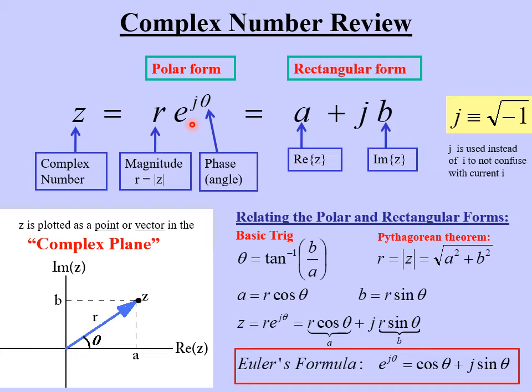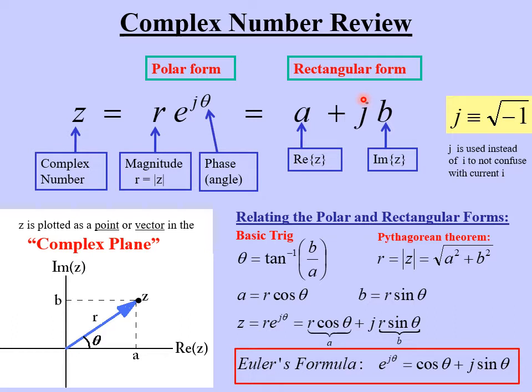Now, the other form that we can put this same number in is the rectangular form, which looks like a plus j times b, where a is the real part of the complex number and b is the so-called imaginary part of the complex number. Notice it has the j in front of it here.